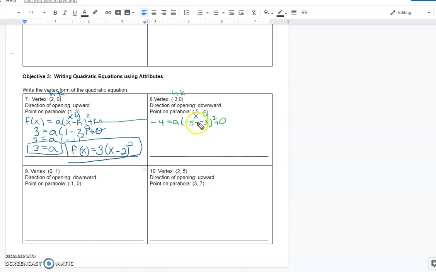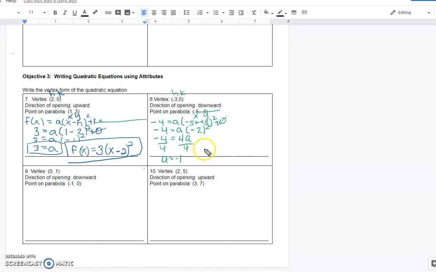Now in my parentheses, I have that double negative, so I need to take care of that. And in my parentheses, I need to simplify, so it's going to give me negative 2 now, squared, and I can drop that 0 off. Negative 4 is going to equal negative 2 squared, which is positive 4a, divide by 4. And my a is equal to negative 1, which makes sense since it's going to be opening downward.